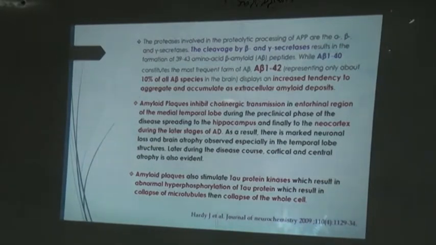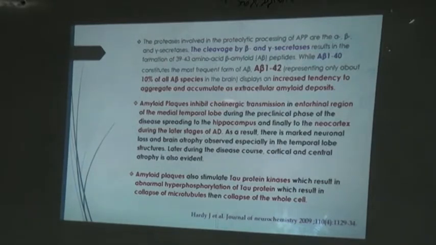42 represents only 10% of the beta amyloid species in the brain, but it has more tendency to aggregate and accumulate. So we have amyloid plaques. What's the problem with amyloid plaques? They inhibit cholinergic transmission in the entorhinal cortex in the preclinical phase of disease, spreading to the hippocampus and finally to the neocortex.